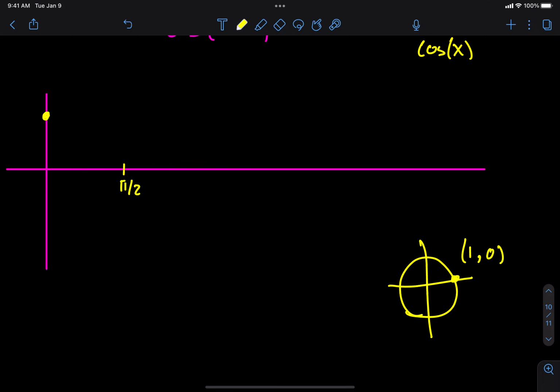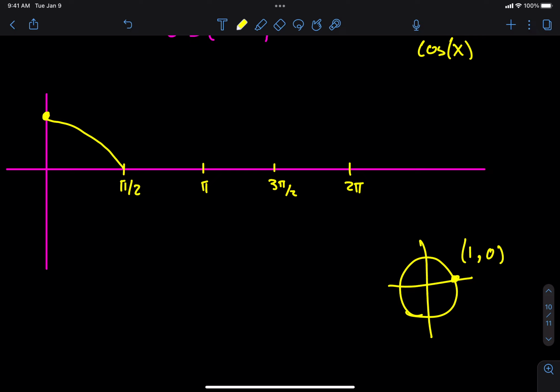Here's pi over 2. Here's pi. Here's 3 pi over 2. And here's 2 pi. Cosine is going to look like the following. As the angle measurement goes from 0 up to pi over 2, the value of cosine is going to go from 1 down to 0. So we go down, 1 down to 0, yes?